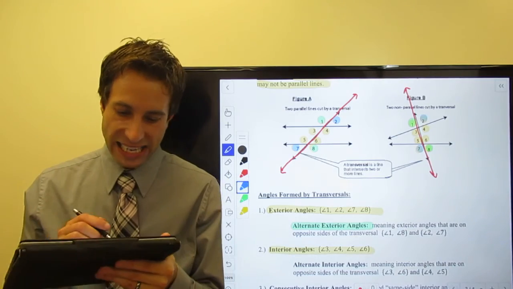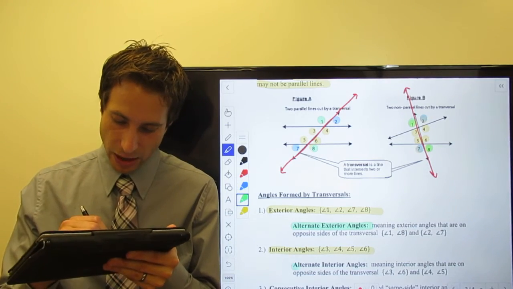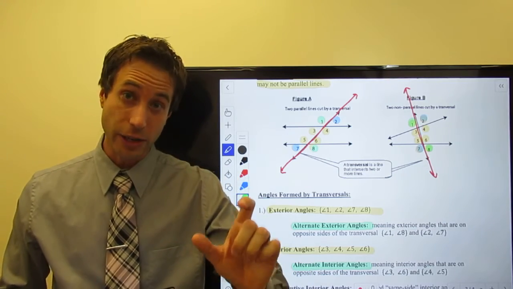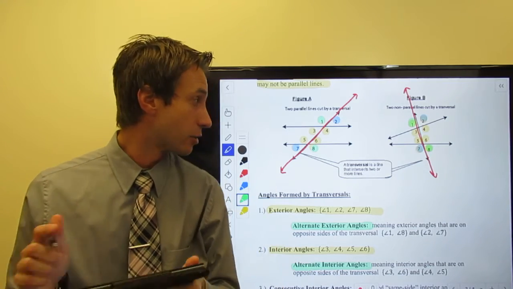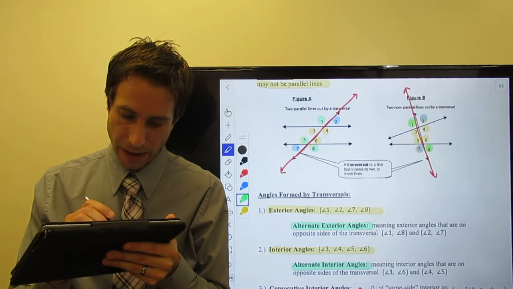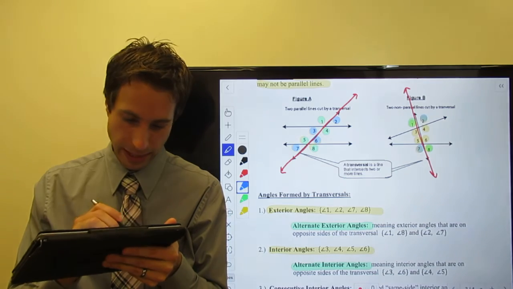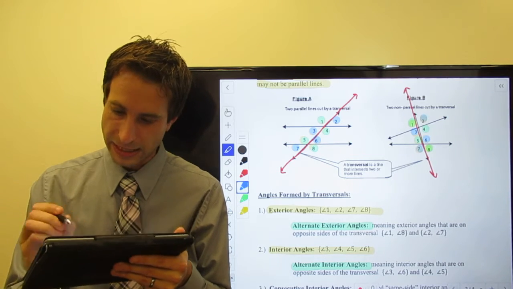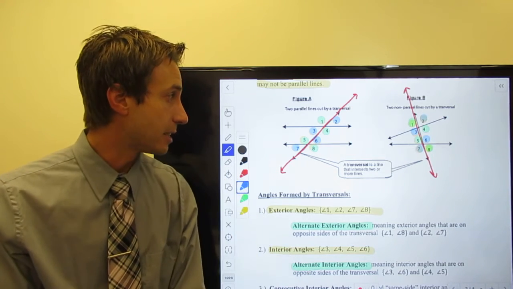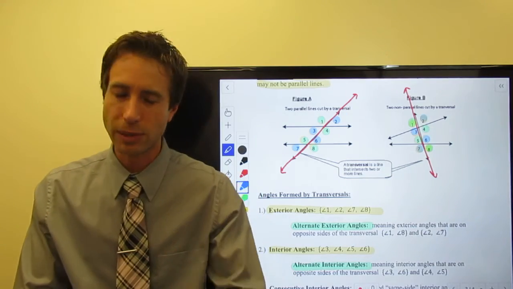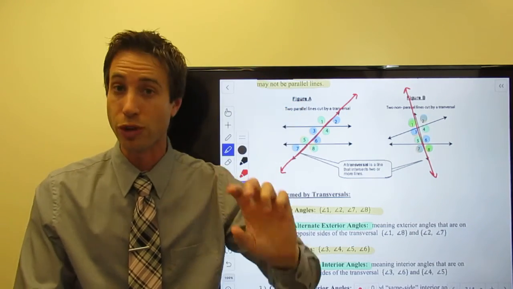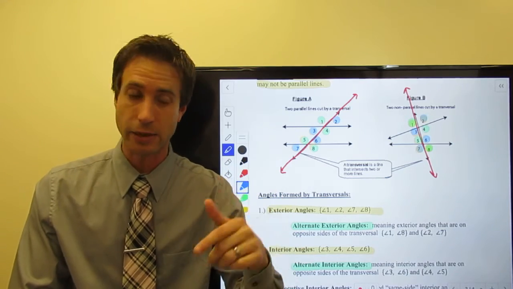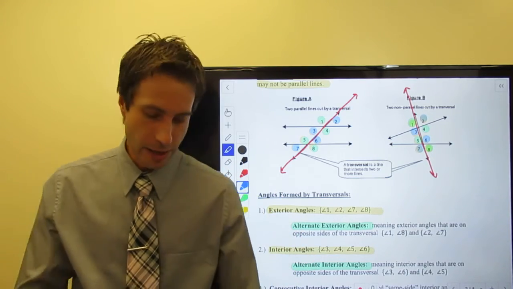No big deal. Again, exact same thing here. I can have alternate interior angles. Those are going to be angles on the interior, but on opposite sides of the transversal. So 5 and 4, 3 and 6. Same thing over here. 5 and 4, 3 and 6, right? Alternate interior angles. So again, just a real simple idea. Either they're exterior angles or they're interior. We can go farther by describing them as alternate exterior or alternate interior. Not that big a deal.